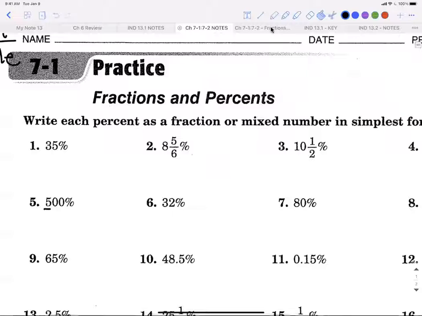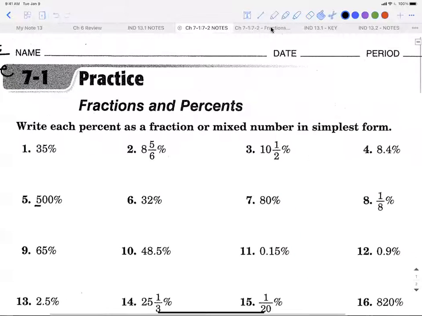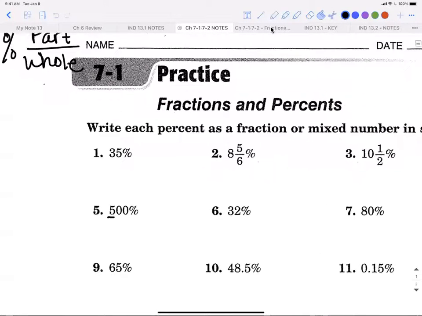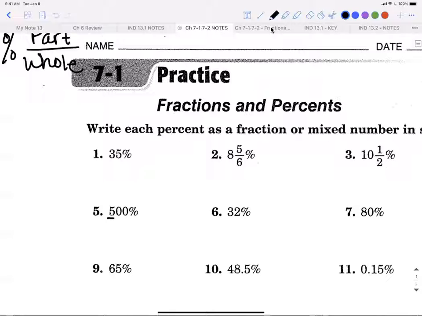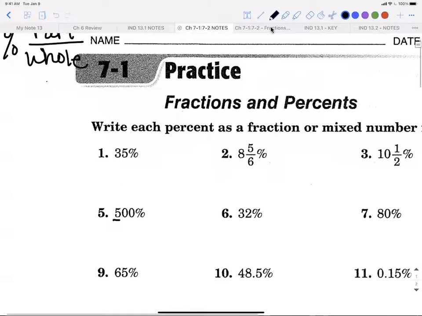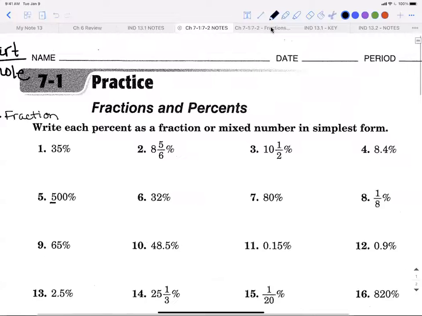And the way I want you to label it, and you don't have to write this whole sentence if that's more writing than you need, for 7-1, you just need to write that you're going from percent to fraction. Okay, that's how you're going to label the first section. We're going from percent to a fraction. So in this first section, all of your answers should be reduced fractions. Okay, and notice that it does say in its simplest form. So we are going to reduce these fractions if we can.